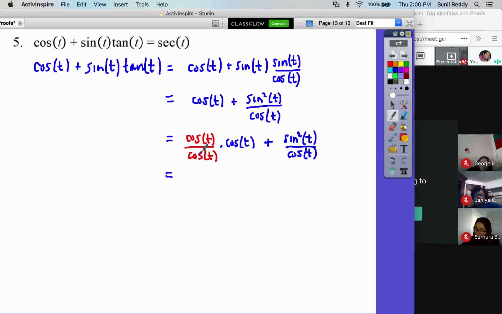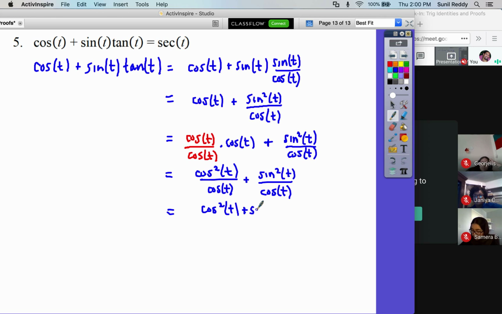Now I'm going to multiply here. Cosine times cosine is cosine squared. Cosine times the 1 that I didn't need to write on the denominator of that single cosine is just cosine. Second fraction is the way it was. Now that I have a common denominator, I can add these two fractions together. So cosine squared of t plus sine squared of t all over that denominator.